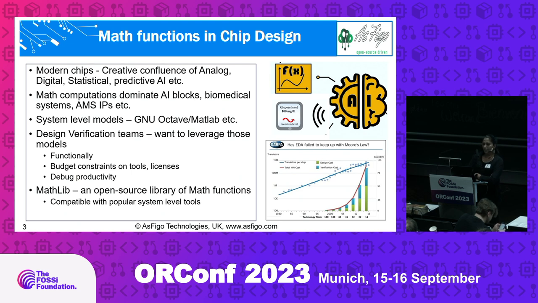A design verification team wants to take this into a massive chip design in the combination of analog and digital, to leverage this model into a system level. To leverage this model, we use a functionality because the abstractions are different and we can reuse it. It's a budget constraint on tools and also debugging is more productive. The debuggers tend to edit in a set of languages instead of combination or integration.